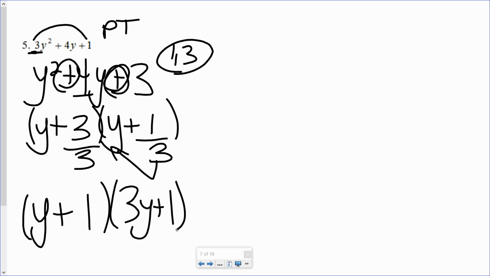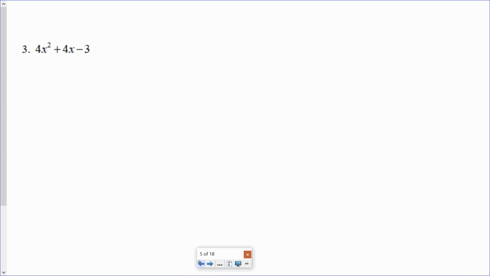Now, let's take a look at scenario 2. Let's jump back to number 3. Is there a GCF? No. Dots, no. Trinomials, yes. Bridge, yes, because there's something in front. So I build my bridge. I write pay toll.